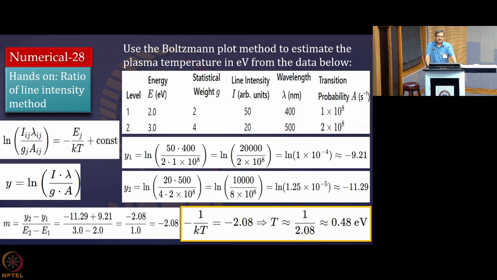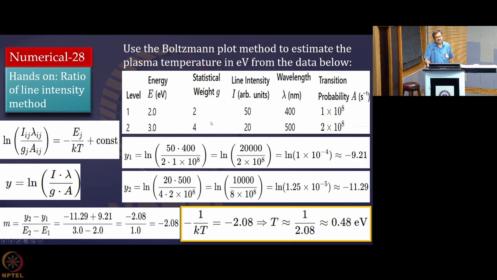So this is how to use the Boltzmann plot technique when you are getting just the intensities, and those intensities are in arbitrary units. Even then you can find the correct temperature using this kind of formula. So you are getting a temperature of 0.48 electron volt in this problem.